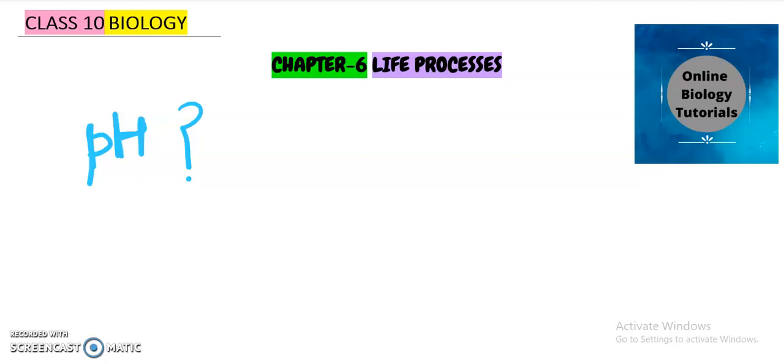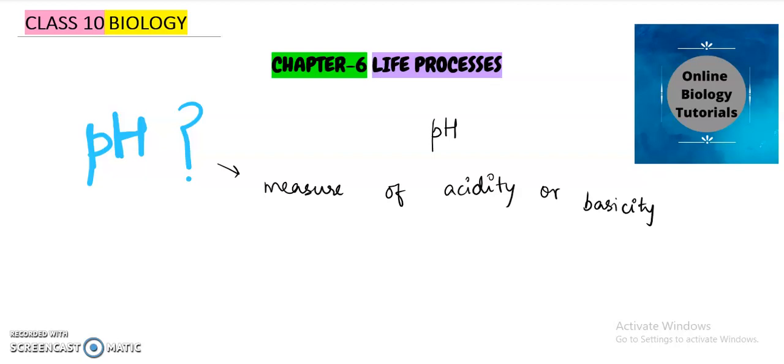Remember that whenever you have to write pH, p has to be small and H has to be capital. This is the way to write pH. It is a measure of acidity or basicity, right? So in simple words we can say acidic pH or basic pH. Now what is this pH actually?